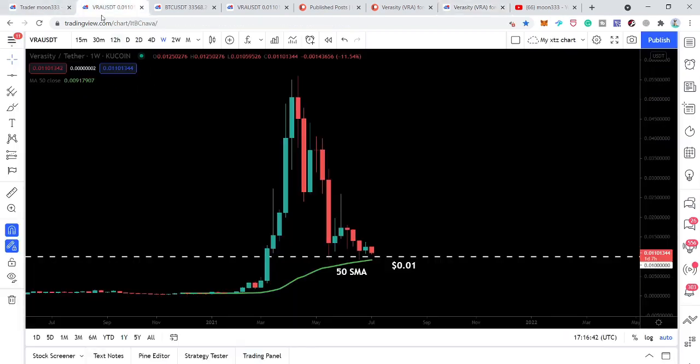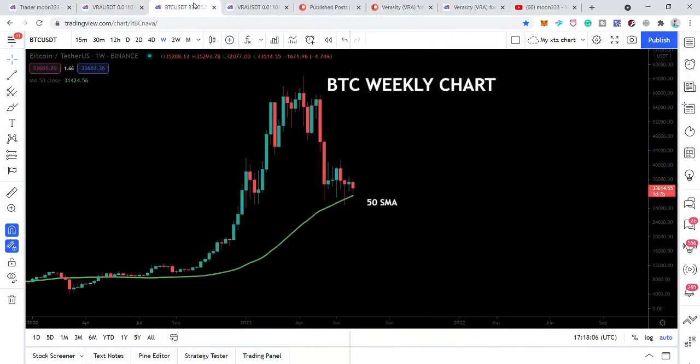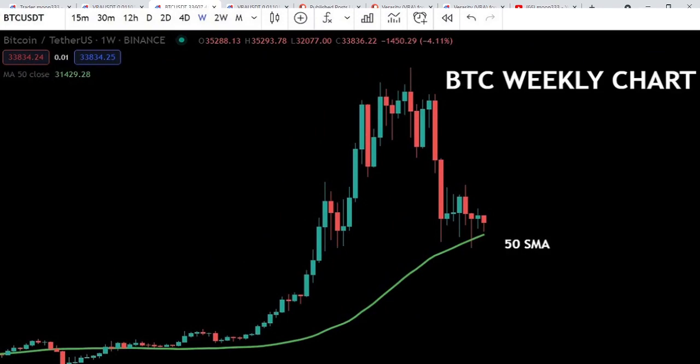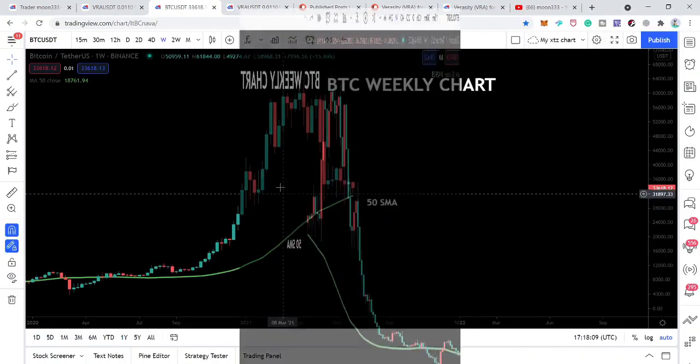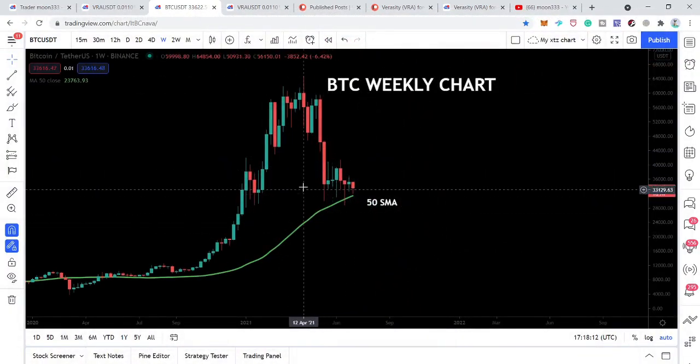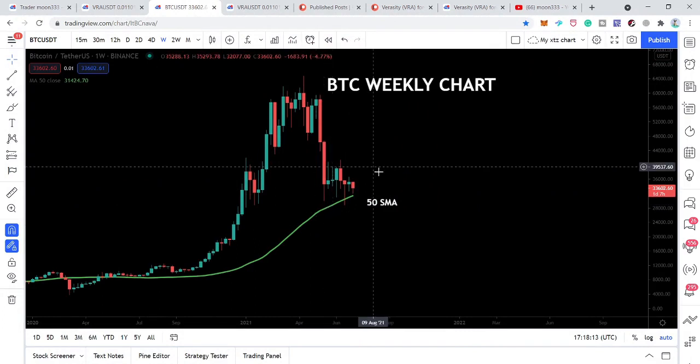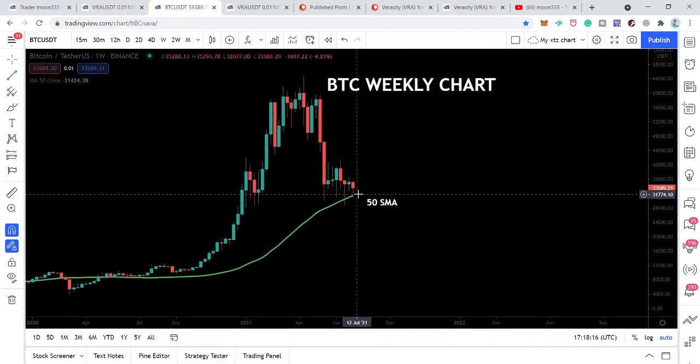Now if we take a look at the live weekly time frame chart, we can see that the price line is being accumulated above the 50 simple moving average. At the same time, if we watch the Bitcoin chart, this is the BTC weekly time frame chart, then just like the VRA coin, Bitcoin is also being accumulated above the 50 weekly simple moving average.